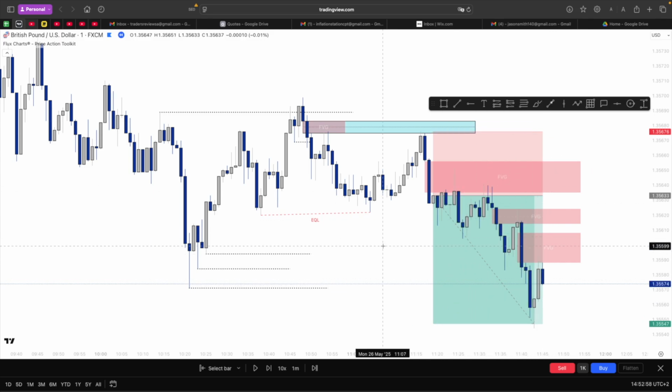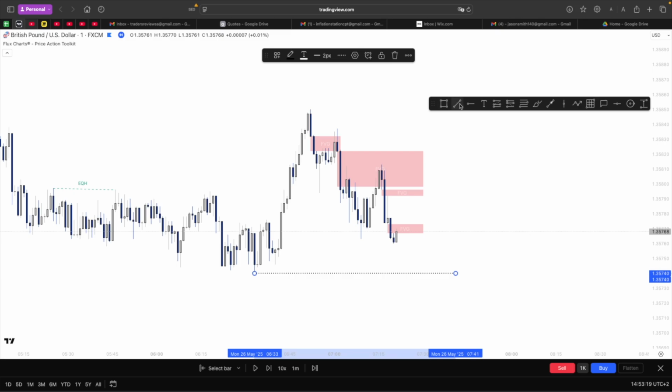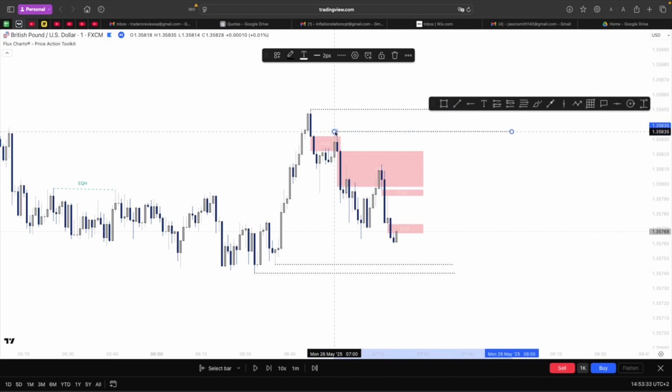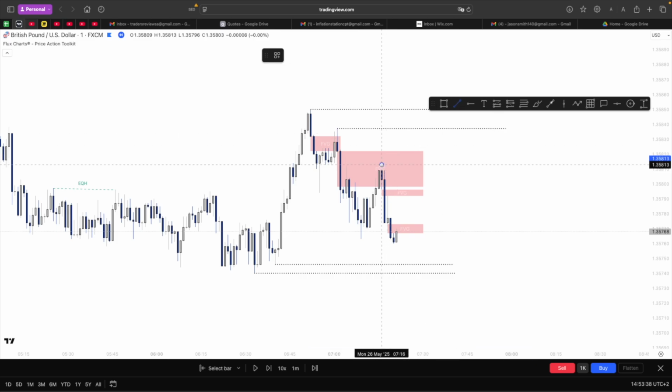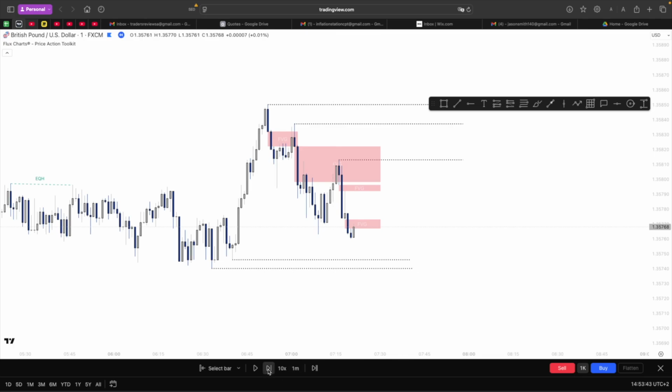So let's look at one more example. So here is another example. You can see we have liquidity resting right over here. We have a low. We have a low right over here as well. And then we have our high there and internal liquidity that's resting right over here. Same right over here. So let's see what happens when we play price forward into this fair value gap.